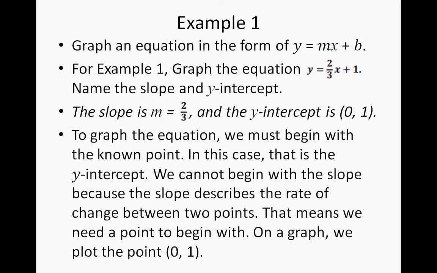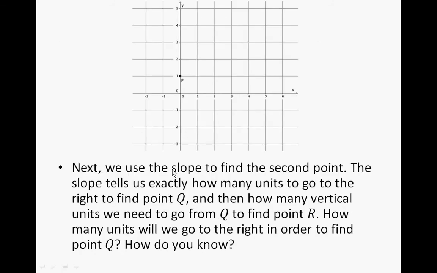So to graph the equation, we must begin with the known point. In this case, that is the y-intercept. We cannot begin with the slope because the slope describes the rate of change between 2 points. That means we need to have a point to begin with. So on a graph, we plot the point (0, 1), which is right here.